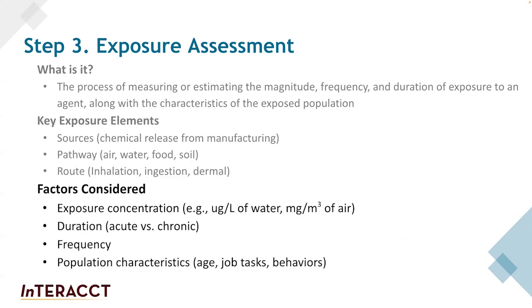We also need to consider a few important factors. The concentration of the chemical, such as micrograms per liter of water or milligrams per cubic meter of air. The duration of exposure, whether it's acute, meaning short term, or chronic, meaning long term. The frequency, how often the exposure happens. And finally, the population characteristics, such as age, job tasks, and specific behaviors that may influence exposure.